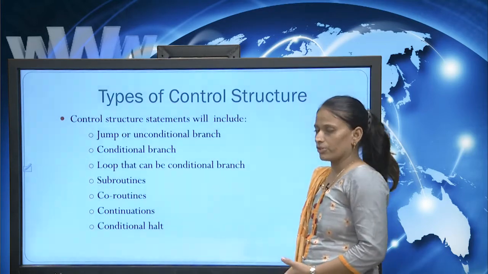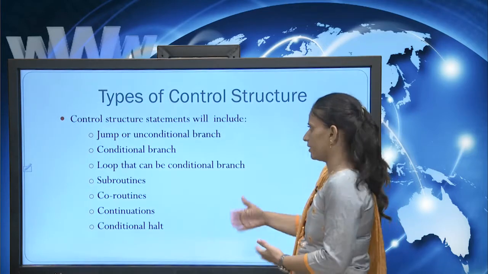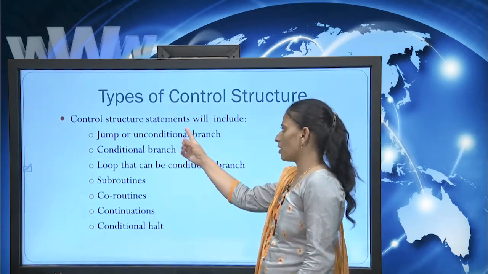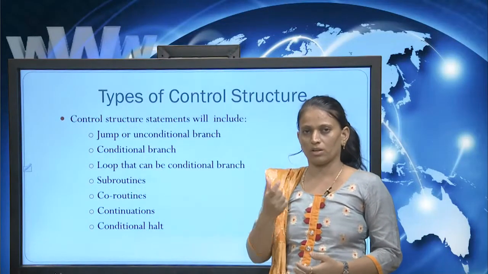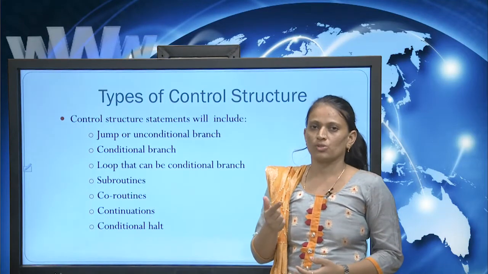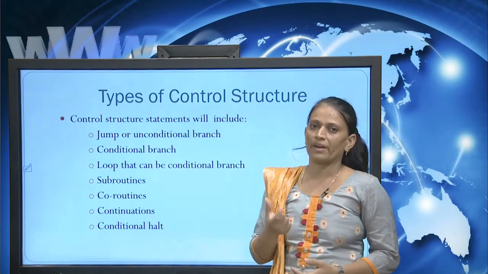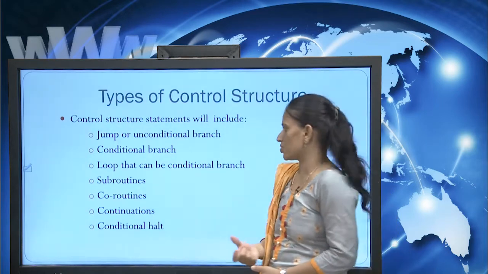The types of control structure are: jump or unconditional branch, where no expression or condition is provided, and we directly jump to a specific block or statement on the basis of certain criteria. Then the conditional branch, where the execution of a block of code is completely dependent on a specific condition.